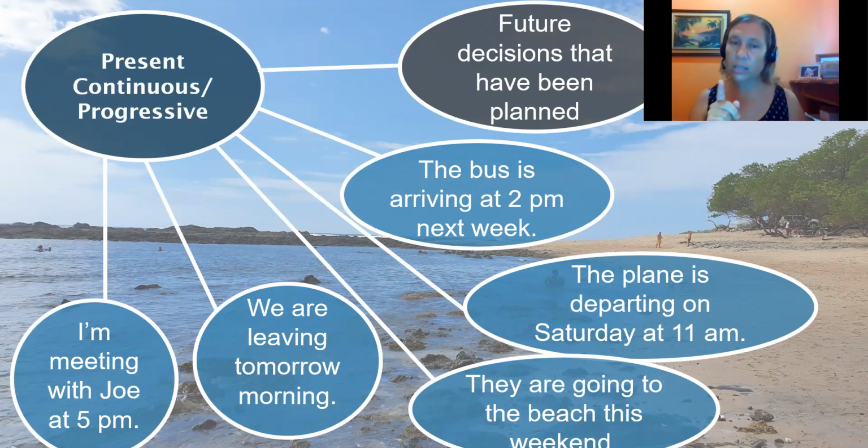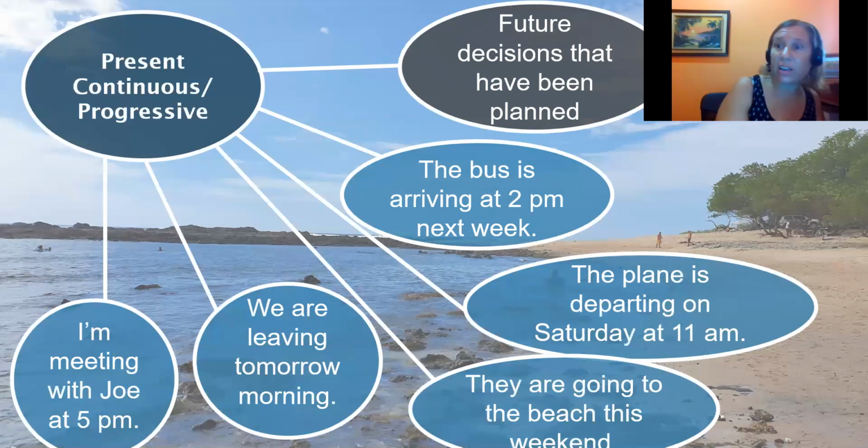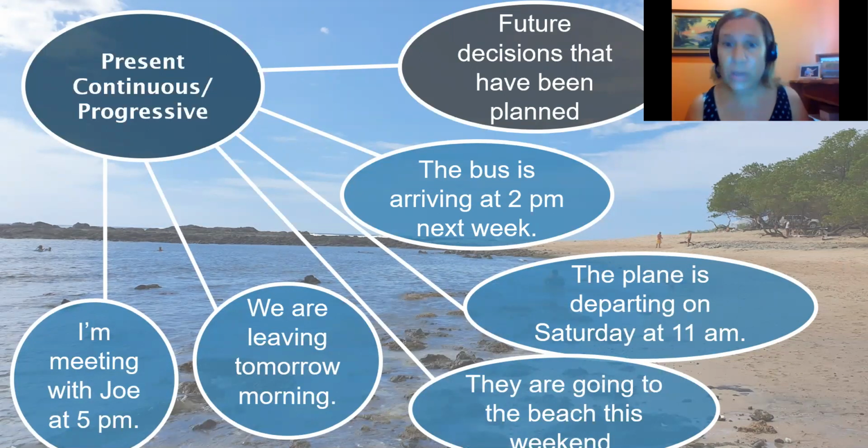So even though these things aren't happening right now, they're happening in the future, we can use this verb tense, but we do need some kind of clue word like next week, at 11 or at a time, this weekend, tomorrow morning.